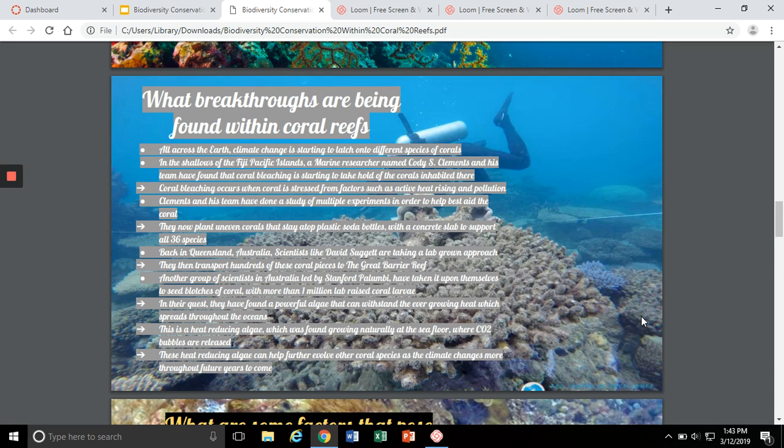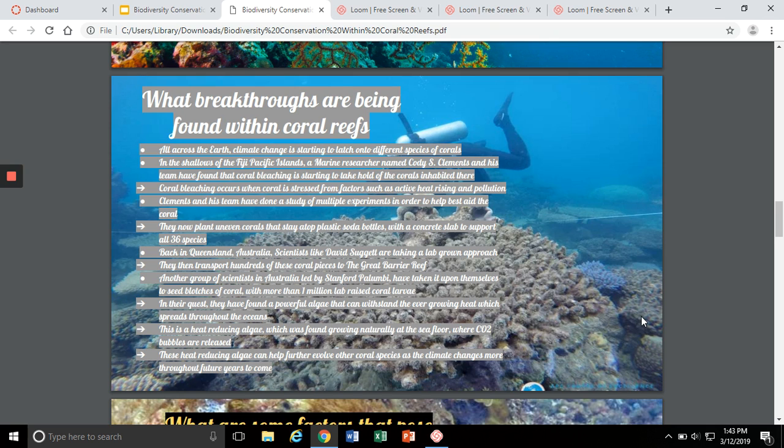Another group of scientists in Australia, led by Stanford Palumbi, have taken it upon themselves to seed blotches of coral with more than 1 million lab-raised coral larvae. In their quest, they have found a powerful algae that can withstand the ever-growing heat which spreads throughout the oceans. This is a heat-reducing algae which was found growing naturally at the seafloor, where CO2 bubbles are released.